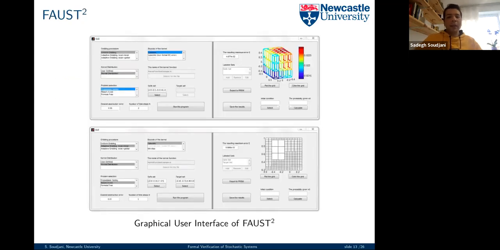All these techniques have been implemented in a software tool, FAUST2, which receives the model of the system and the specification, and you pick which method you want to use to solve the problem. It gives you the Markov chain abstraction that you can export to other tools like Prism or MRMC, and do verification and synthesis in the discrete domain there. It can also give you the probability of safety and reachability and show the probabilities for lower dimensional systems.